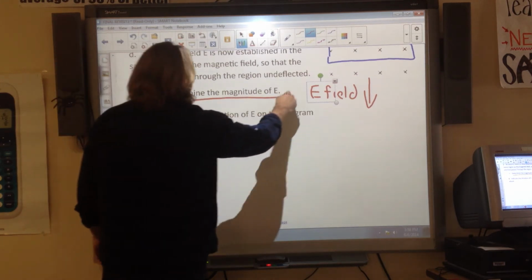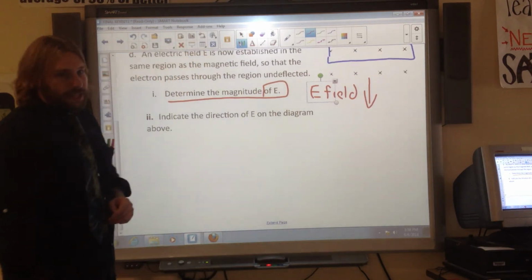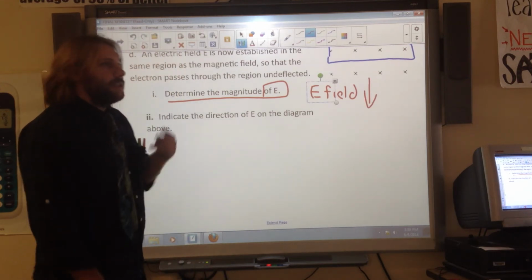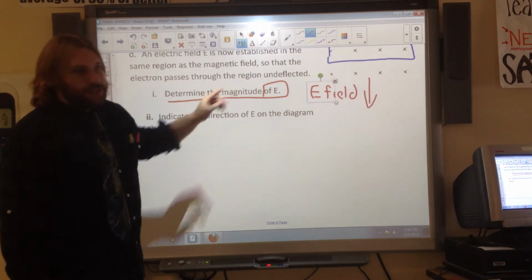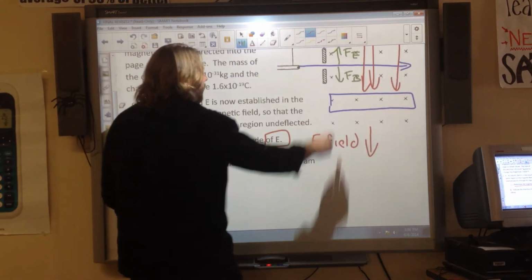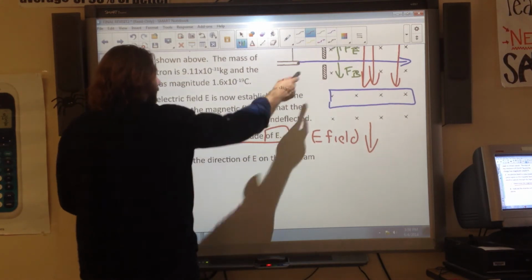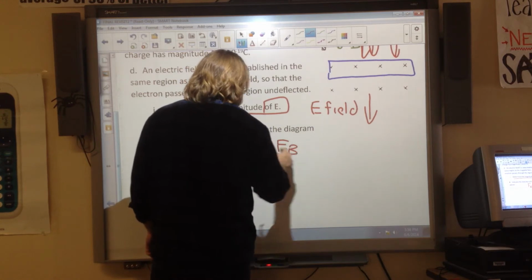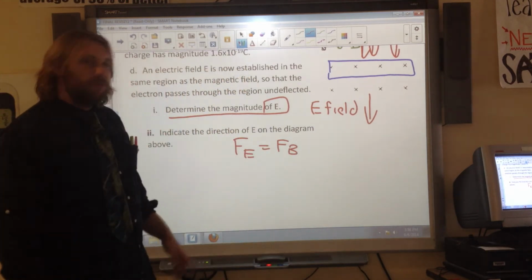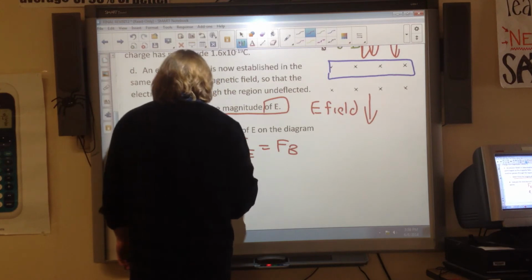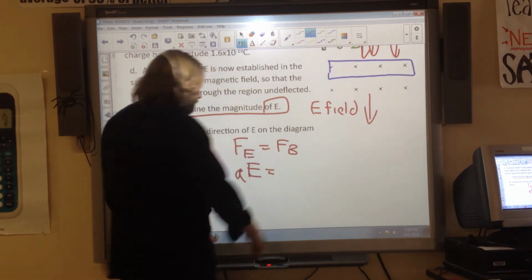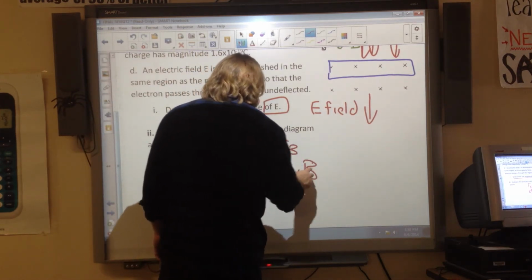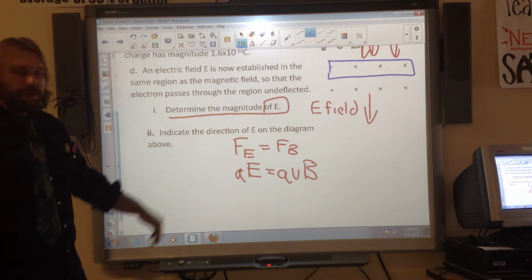The first part, find E. To find E, I can't use any specific equations that I have, right? kQ over r squared is only for a point charge, the change in voltage over distance, we don't know that. But what we do know is that in order to make this move straight, FE and FB are equal. They have to balance out. So FE equals FB. Now FE will be equal to the charge of the electron times the electric field. FB is QvB. Now you can solve for E.